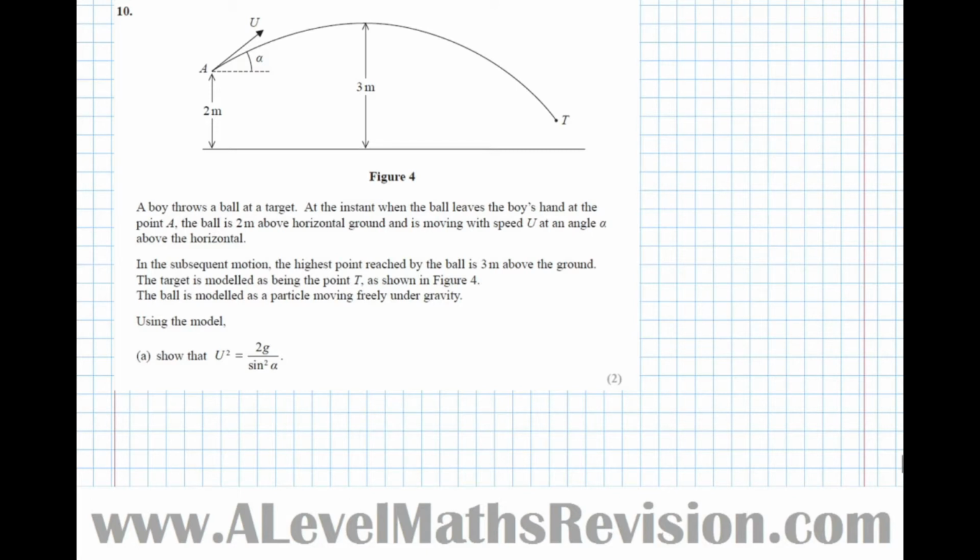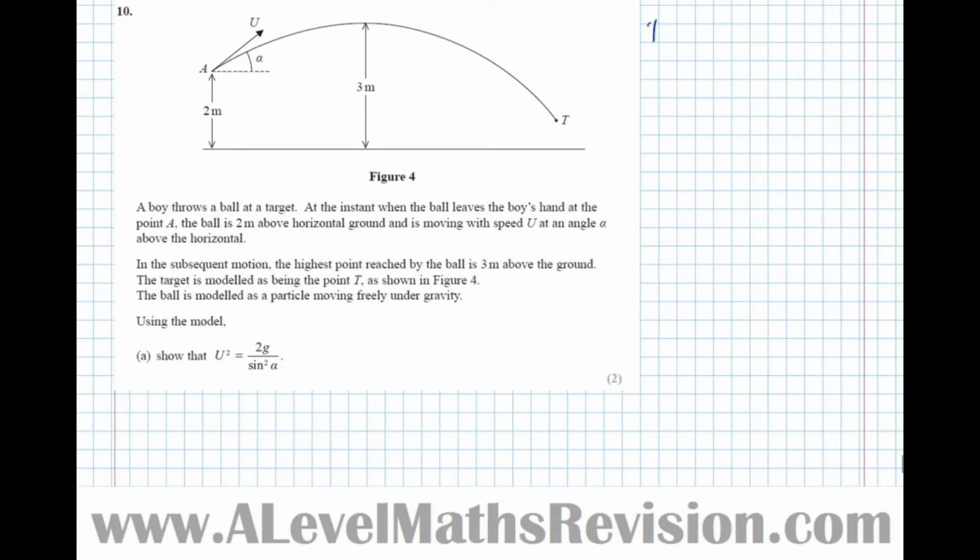In the subsequent motion, the highest point reached by the ball is 3 meters, that's on the diagram as well, above the ground. The target is modelled as being a point T, as shown in figure 4. The ball is modelled as a particle moving freely under gravity. Using the model, show that u squared is 2g over sine squared alpha.